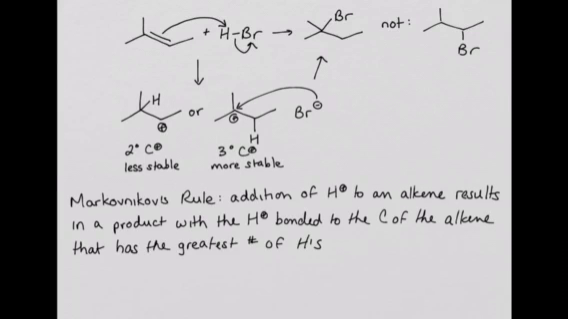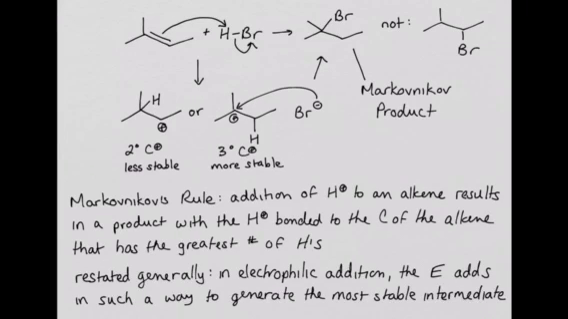rule. We can restate Markovnikov's rule in more general terms that can be used for any electrophilic addition, which is that the electrophile adds to the alkene in such a way to generate the most stable intermediate. We will see that many electrophilic additions to alkenes follow this rule.